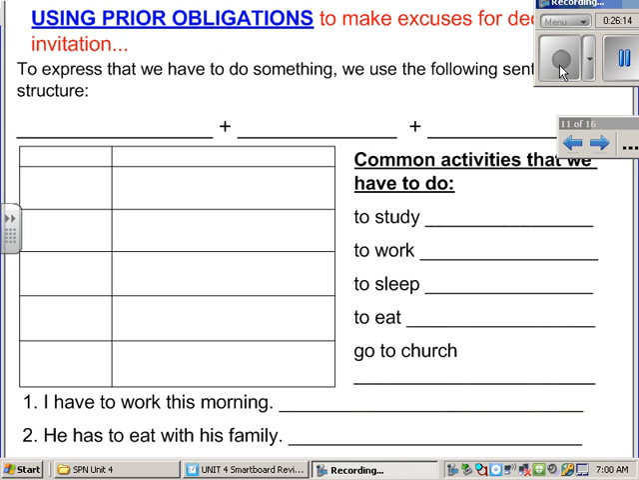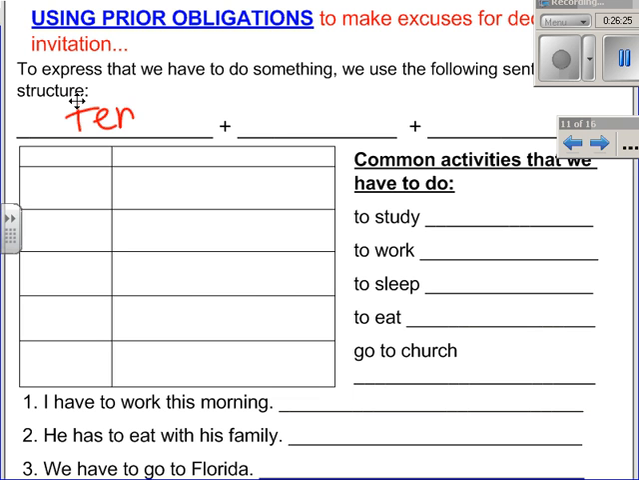Sometimes we need to make an excuse because we have a prior obligation. We have to do something. We have to go to work. We have to go to school. We have to go on a vacation with our family. We're going to use a stem changing verb that we've had all year: tener. We are going to use que in between as a transition, and we are going to use an infinitive verb afterwards to talk about what we have to do in particular.